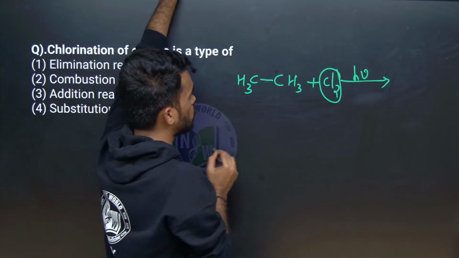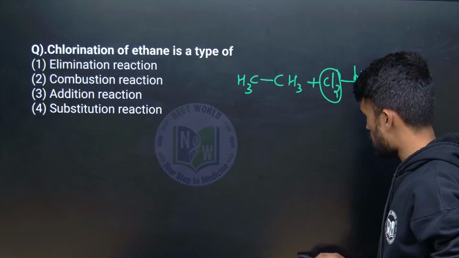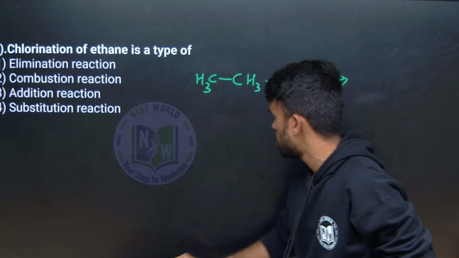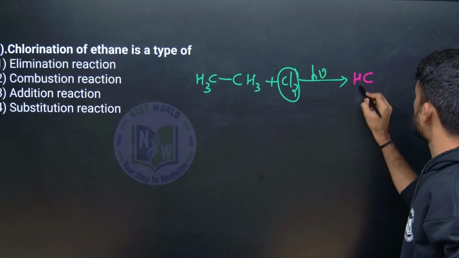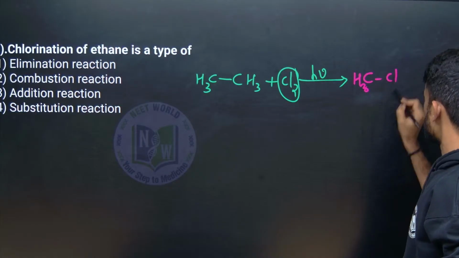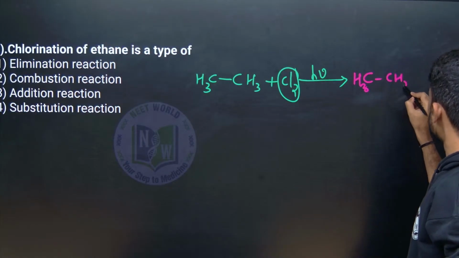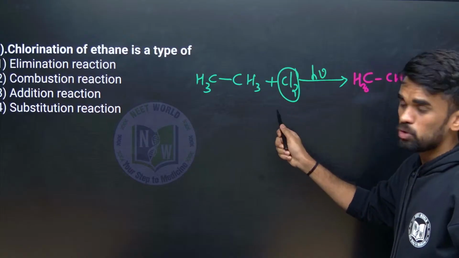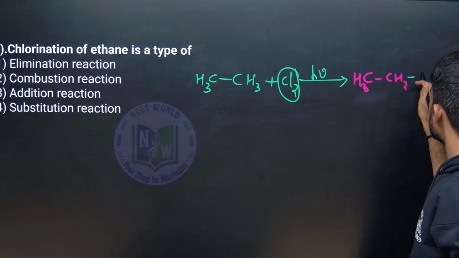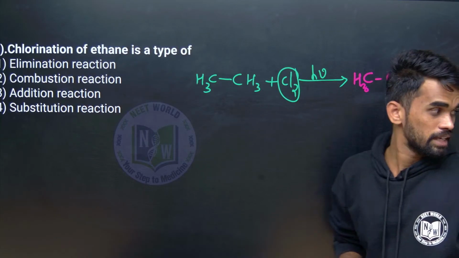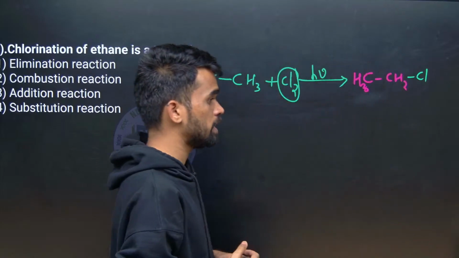So if we take only a limited amount, what happens is the major product formed here will be like this. One of the hydrogens is replaced by chlorine, so CH2, okay? So one hydrogen you remove from here and replace it with chlorine, so that we will be getting ethyl chloride. Ethyl chloride is our product.